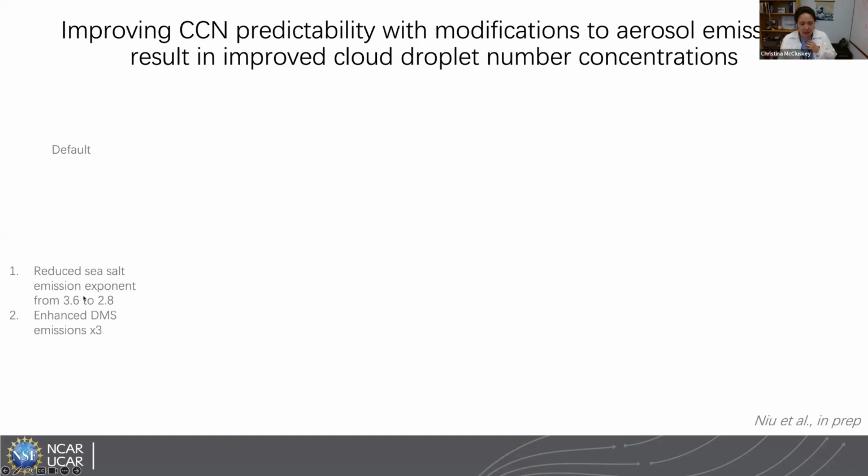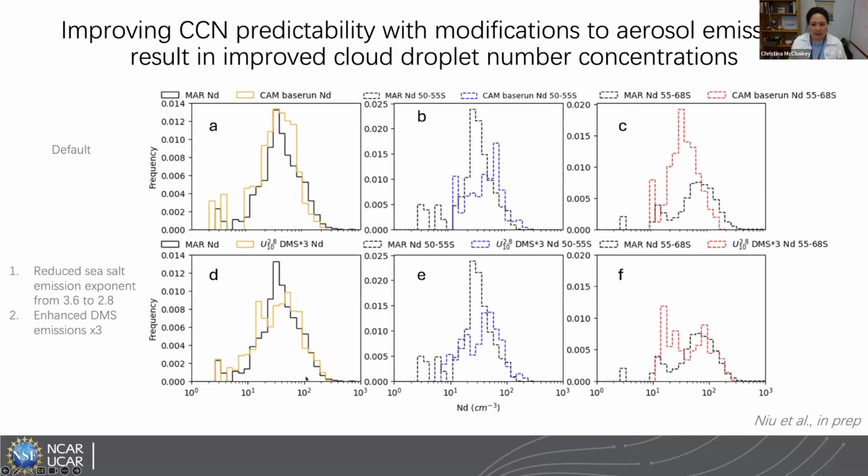The sea salt one is based on observations. The DMS emissions increase is really a kind of rough handle, but we just want to see how the model responds to this. And what we're doing is measuring the cloud droplet number concentration, or estimating that, from ship-based measurements from JMACE, and those are shown in black. On the left is for all of the data that's collected. In the middle here is for 50 to 55 south. And then on the right is 55 to 68 south.